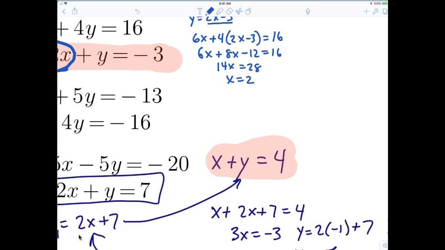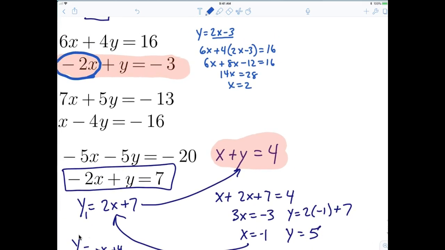So now I have x equals 2. Now that I know x equals 2, I come up here and I plug 2 in. So when I do that, I get y equals 2 times 2 minus 3. y equals 4 minus 3, so y is equal to what? 1. Which is what? 2 comma 1.